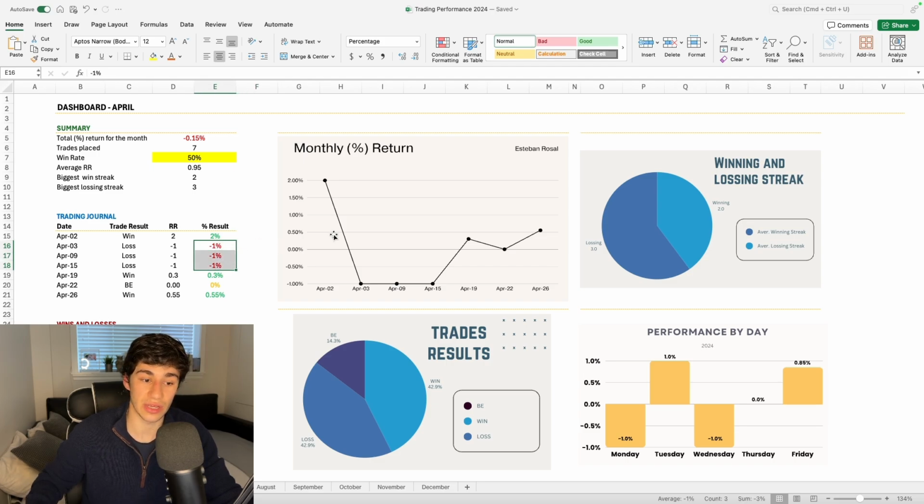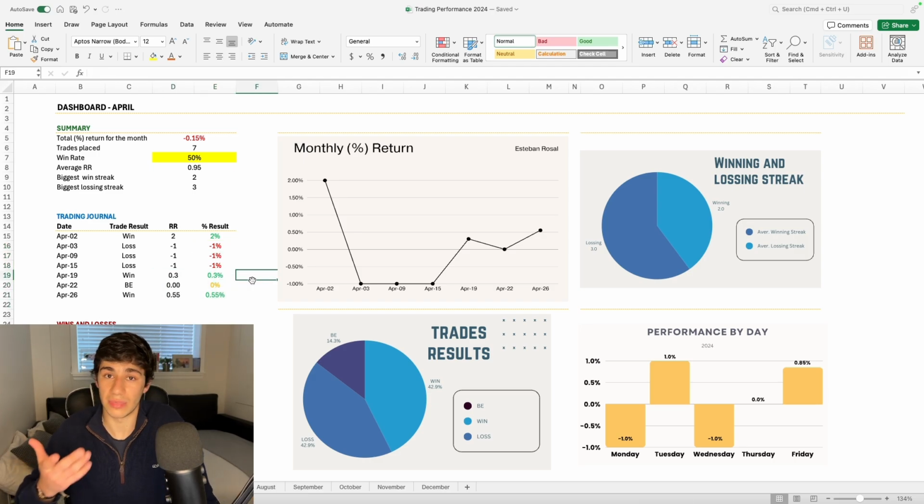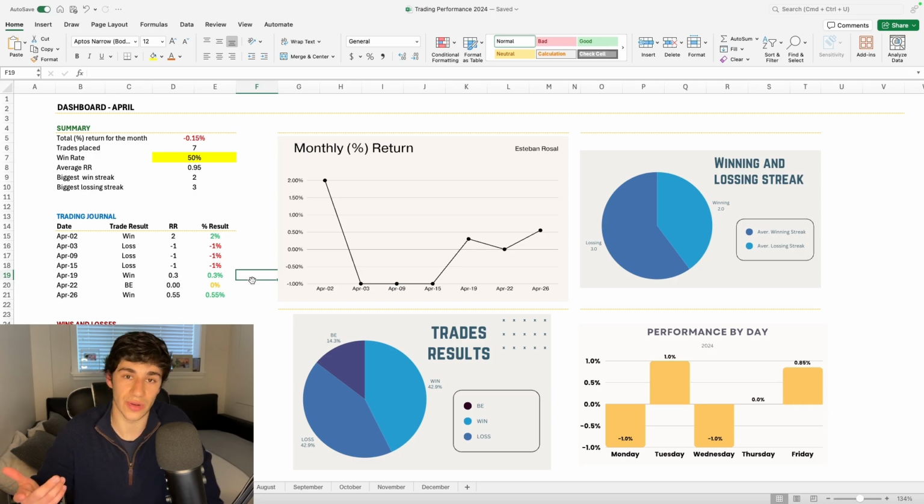So we can see here that on April 3rd, 9th, and 15th, I took a losing streak of 3 trades in a row. And well, yeah, basically this was the 2 winning streaks. Considering that break even, it's not a losing trade or a winning trade. So it's like if you don't count it.